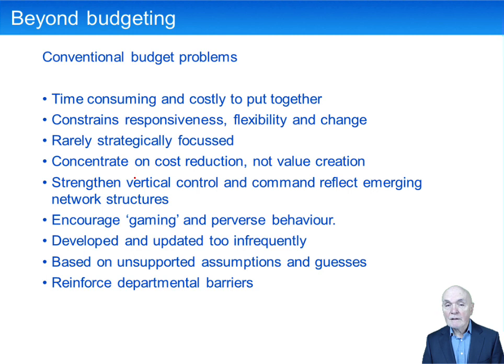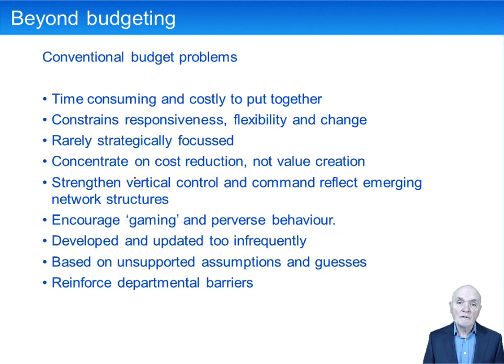Not only that, but once they're put together and then after the period, you're looking at variances between budget and actual, an awful lot of management time is spent thinking up how they could explain a difference between the budget and the actual. How can they explain an adverse variance? As it says, it constrains responsiveness, flexibility and change. It's in the budget, so it almost takes on a life of itself, which is very difficult to change.